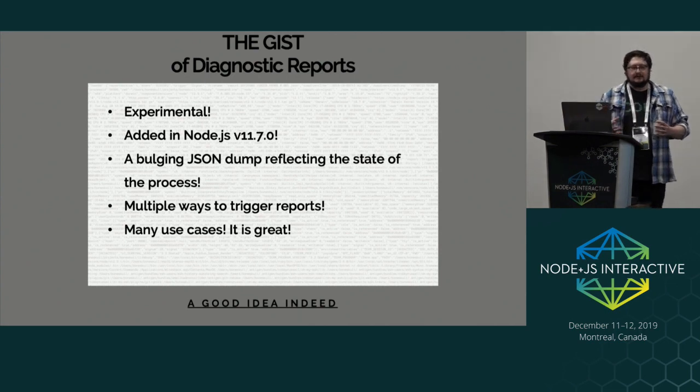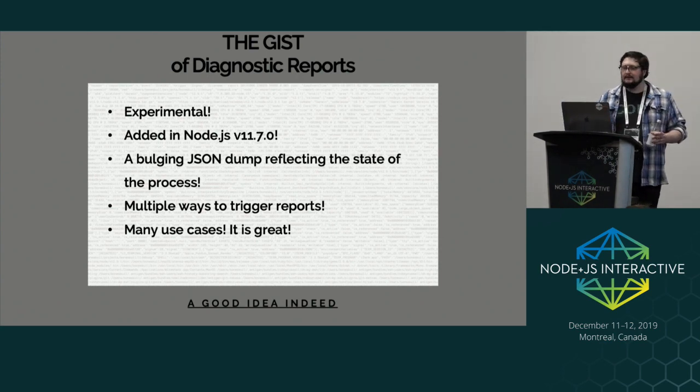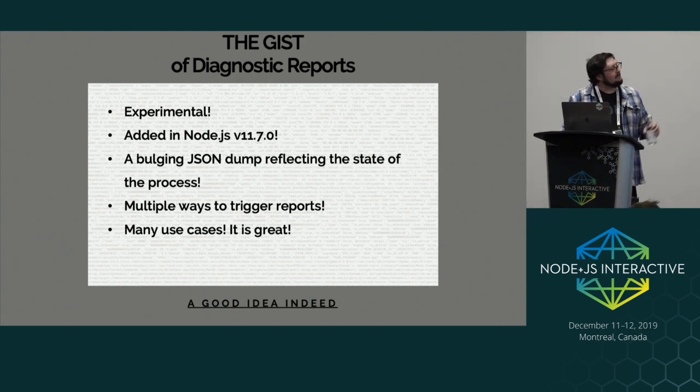Essentially this is a huge JSON dump reflecting the state of the process. Most of them I've seen work out to be about 25K. You can trigger it several different ways, including giving it some command line flags, you can trigger it programmatically, you can even tell it to dump a diagnostic report when you receive a user signal.